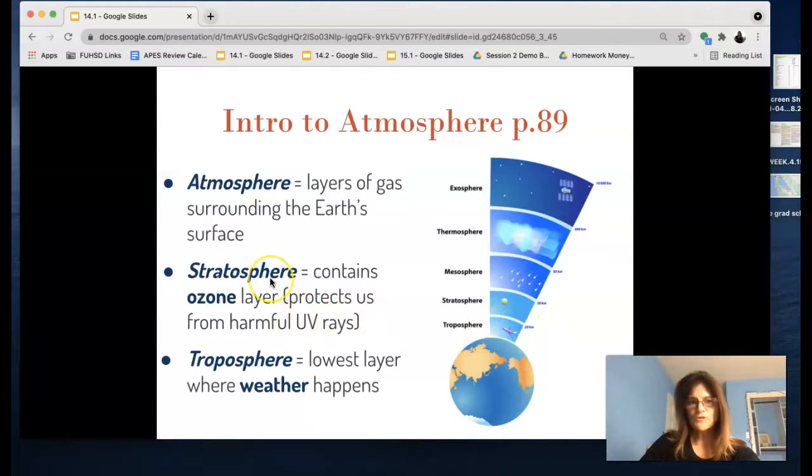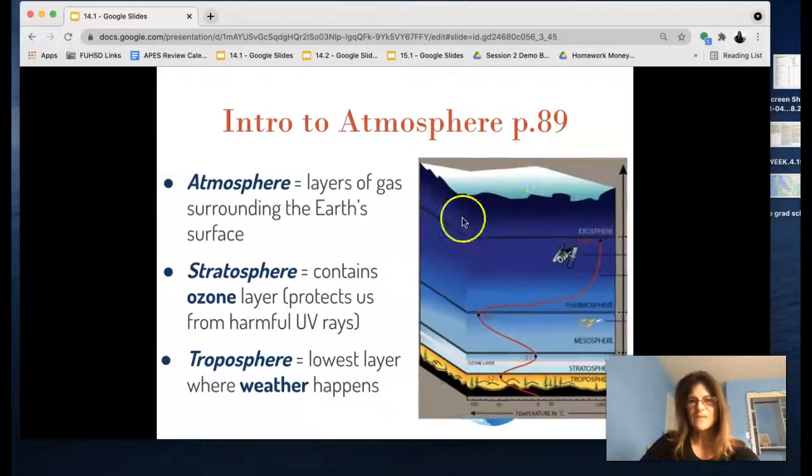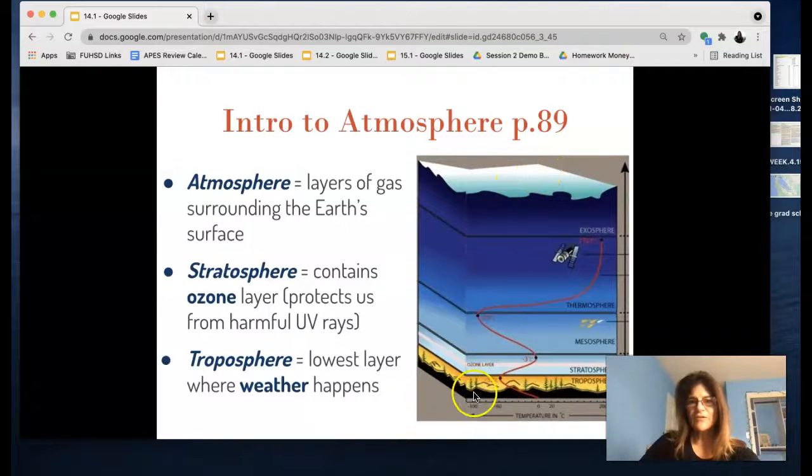Right above the troposphere is the stratosphere, and that contains the ozone layer, which protects us from harmful ultraviolet radiation coming from the sun. What you see in this diagram is like a graph. The x-axis is temperature and the y-axis is distance from the surface of the Earth.